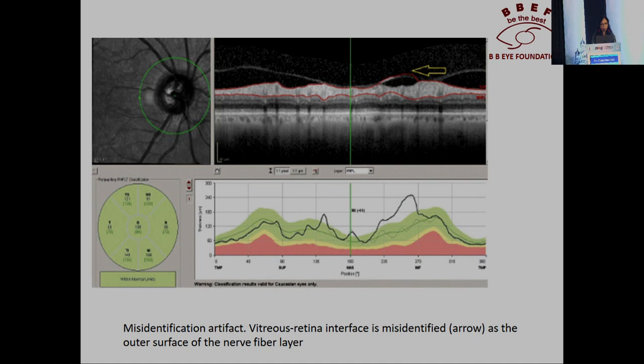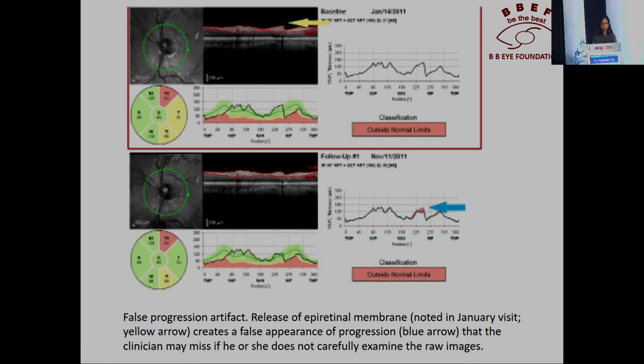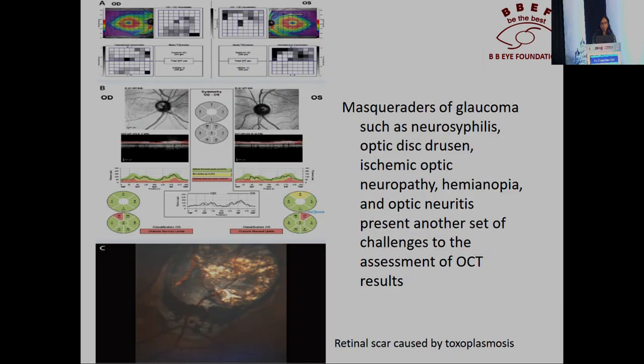So if you look at that misdirection artifact, the vitreous retina interface is misidentified as the outer surface of the retinal nerve fiber layer, so that could lead to a misinterpretation. And similarly here, false progression artifact: release of epiretinal membrane is noted, this is here, and when you look at this, it creates a false appearance of progression that the clinician may miss. Then we move on to the masqueraders of glaucoma, such as neurosyphilis, optic disc drusen, and optic neuropathy, which will be dealt with by my subsequent speakers, so I won't go into those details.